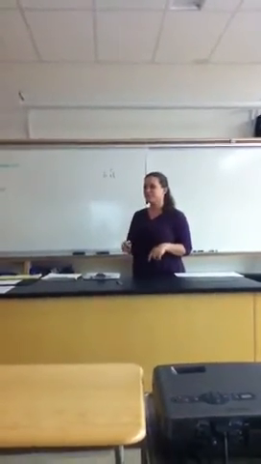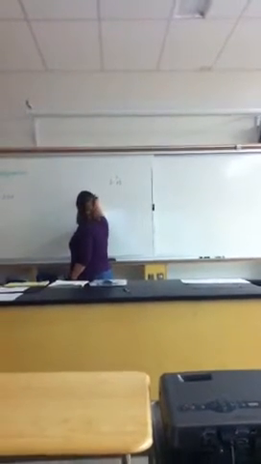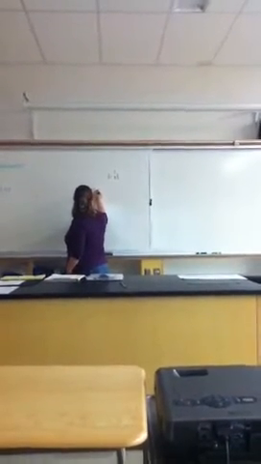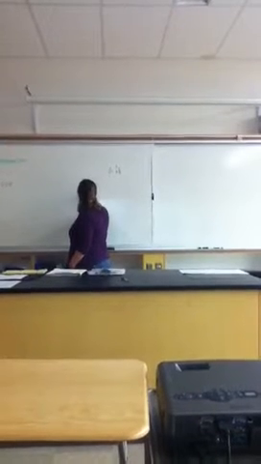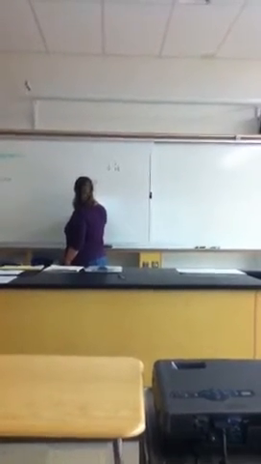A ball rolls down a hill with a constant acceleration of 2 meters per second squared. The ball starts at rest and travels for 4 seconds before it stops. How far did the ball travel before it stopped?